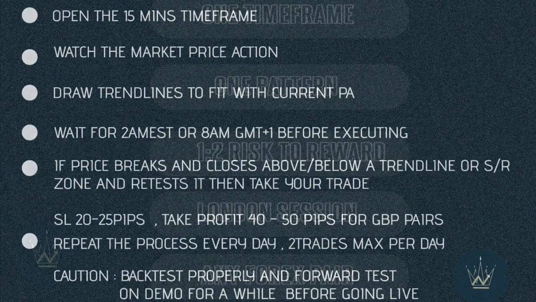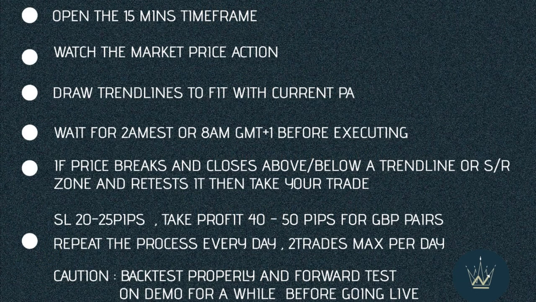Let's get started. Now these are the rules. Open the 15 minutes time frame, watch the market price action, draw trend lines to fit with current price action, wait for 2 a.m. Eastern time or 8 a.m. GMT plus 1, which is pre-London session open, before execution. If price breaks and closes above or below trend line or support and resistance zone, take a trade after a retest has happened to the support or resistance zone.